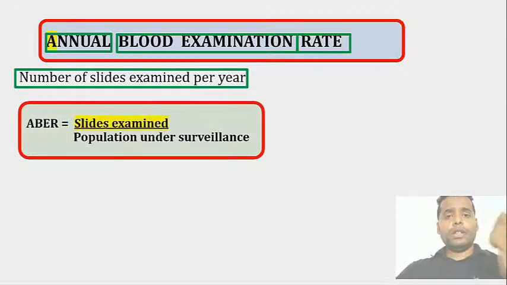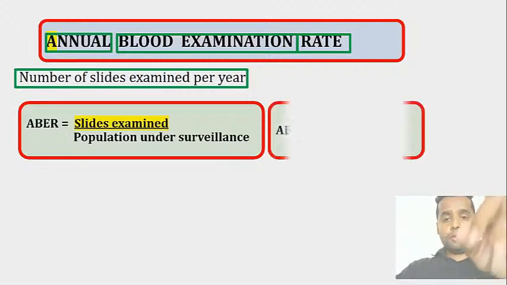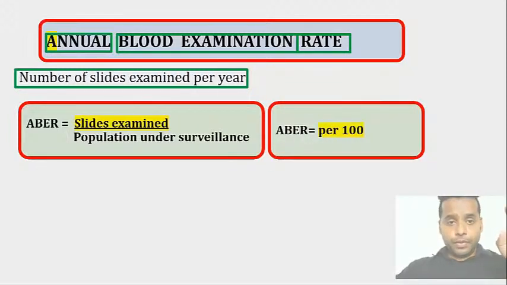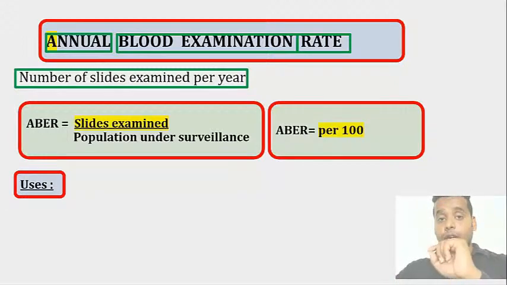Good. Formula is very simple. Slides examined divided by population under surveillance, expressed in percentage. Percentage, that is per 100. Incidence was per 1000. Here it is per 100. Use of this indicator.